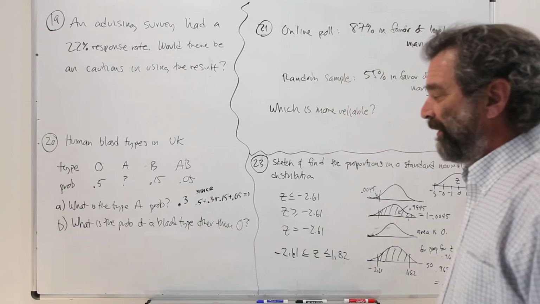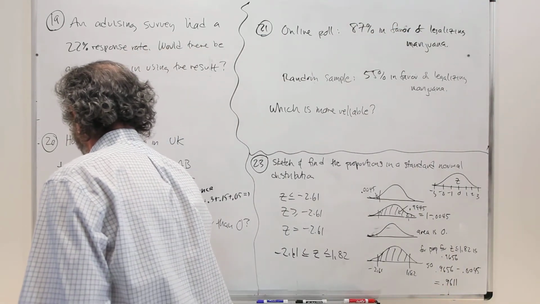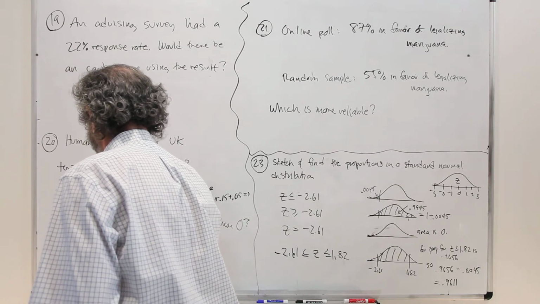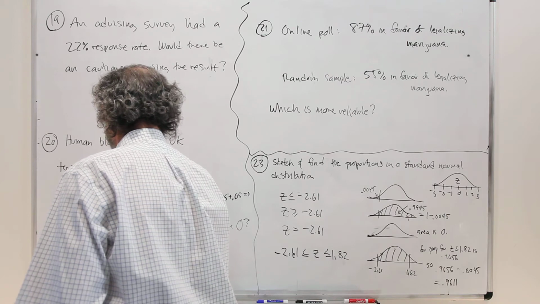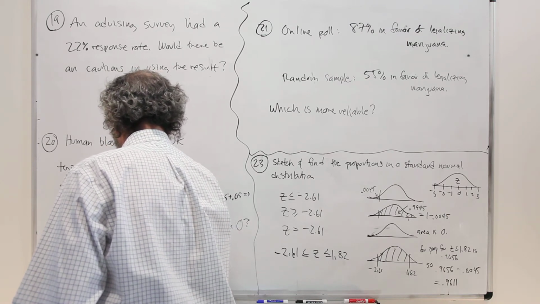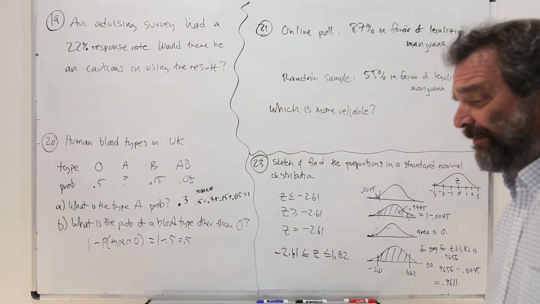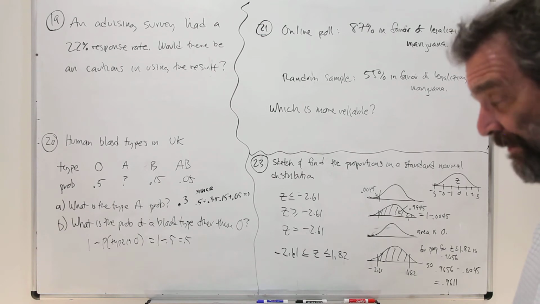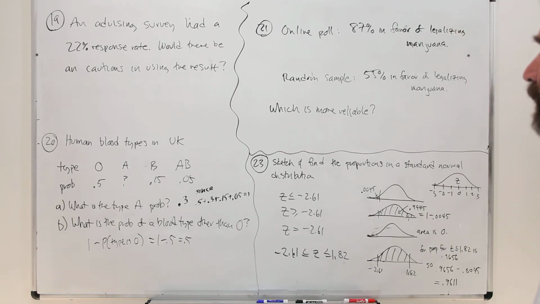What is the probability of a blood type other than O? That will be 1 minus the probability the type is O. So that's 1 minus 0.5, which is 0.5. So when you're talking about the probability of something other than a thing happening, the probability is 1 minus the probability that thing happens.